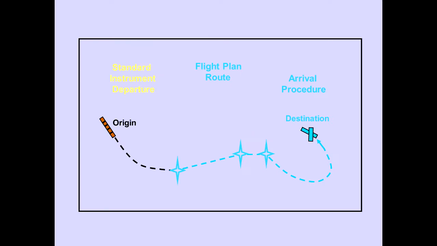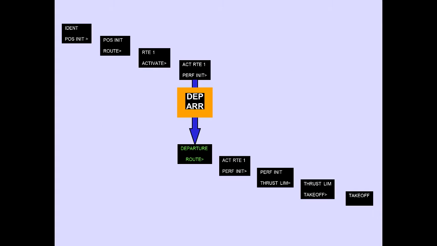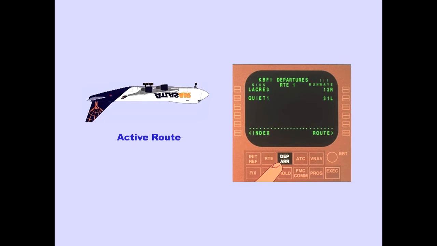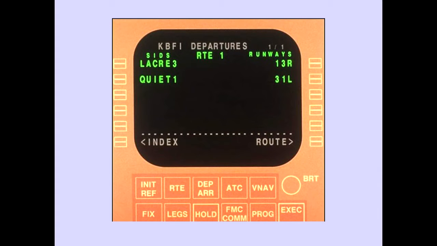Let's now discuss how to add a standard instrument departure or SID. To add a SID, the pre-flight sequence is modified by pushing the departure arrival function key. If the airplane is on the ground with an active route, pushing the departure arrival key displays the departure page for the origin airport. Standard instrument departure procedures are listed on the left side of the departure page, and the runways are listed on the right.